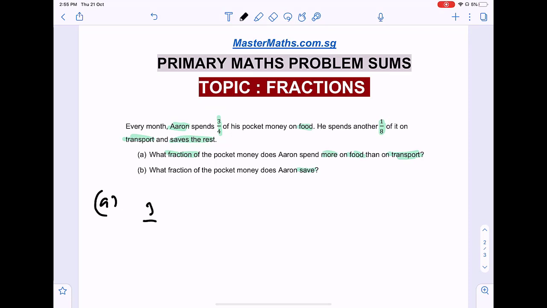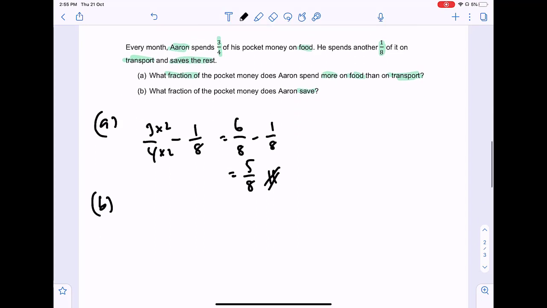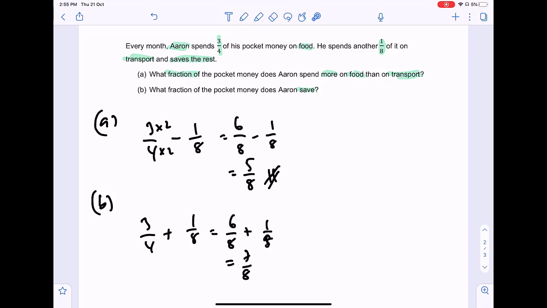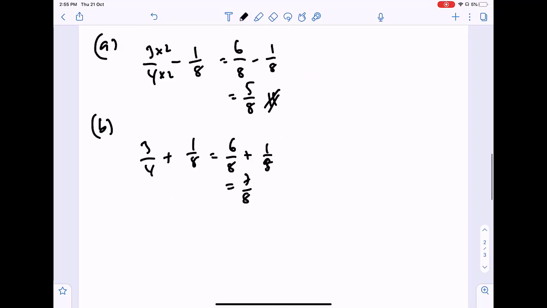3/4 take away 1/8. Times 2 times 2, we'll get 6 over 8 minus 1 over 8, and that will give us 5 out of 8 for part A. Now for part B, what fraction of the pocket money does Aaron save? So we know that he saved the rest, so what we can do is to add these two fractions first. 3 quarters add 1 over 8, 6 over 8 plus 1 over 8, 7 over 8, and the rest means 1 whole minus 7 over 8, which is 8 out of 8 minus 7 over 8, which is 1 out of 8, which is the answer for part B.